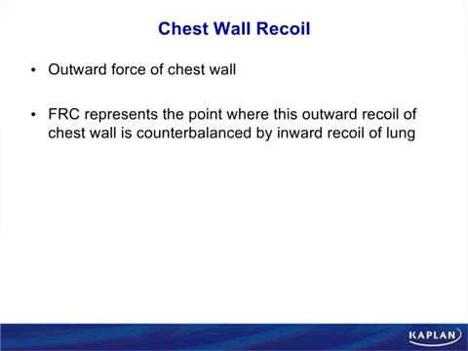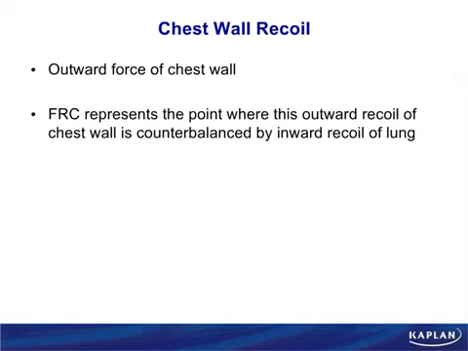FRC represents the point where this outward pull of the chest is counterbalanced by the inward recoil force of the lung. Think about a tug-of-war. It's like a tug-of-war. Chest is pulling outward, lungs are pulling inward. And we hit a stalemate point where nothing is moving. Chest is pulling out as best it can, lungs are pulling in, we have counterbalanced the force, and we're stuck.